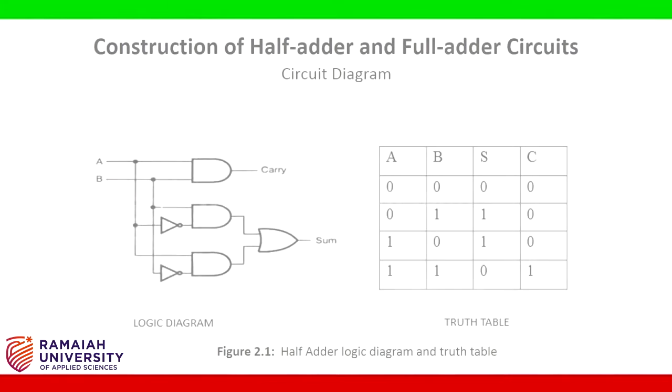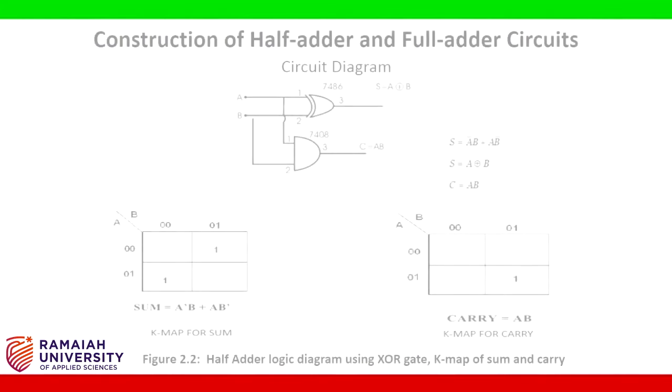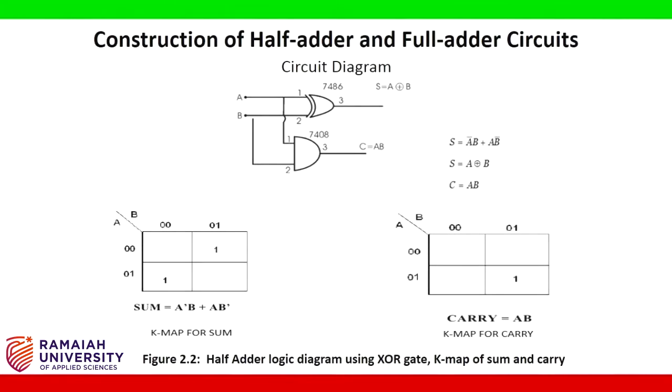Half adder logic diagram and truth table are as shown here using basic gates. Half adder logic diagram and truth table are shown here using XOR and AND gate. Further, expressions for sum and carry bits using K-map reduction are also shown.